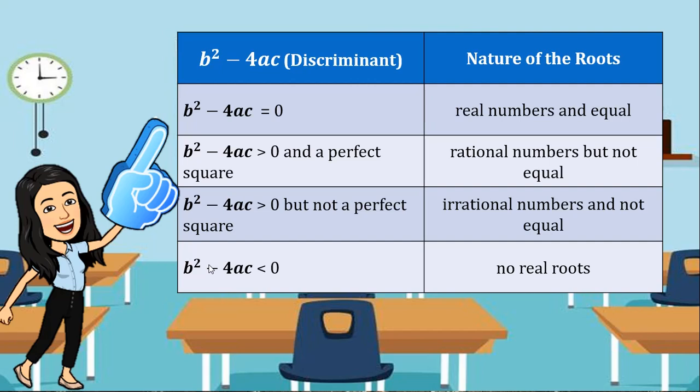Okay? So, again, pakitandaan yung apat na nature ng roots ng quadratic equation. If b squared minus 4ac is equal to 0, the nature of the roots, so we have real numbers and equal. And then, pangalawa, kapag naman greater than 0 and perfect square siya, so ang nature ng roots natin ay rational numbers but not equal. And then, pangatlo, kapag greater than 0 but not perfect square, so ang nature ng roots natin ay irrational numbers and not equal. Kapag naman less than 0 ang discriminant, it has no real roots.